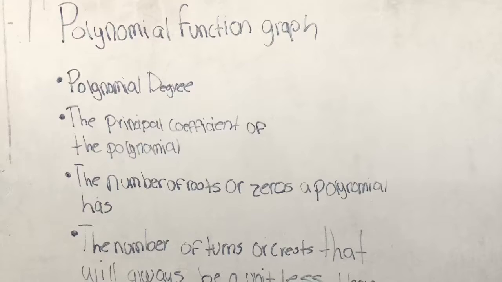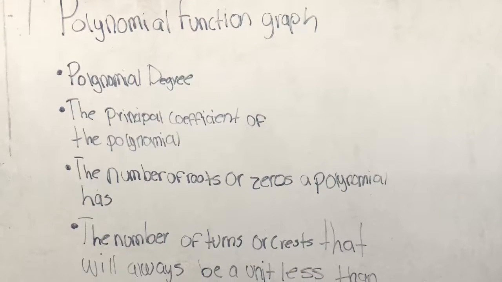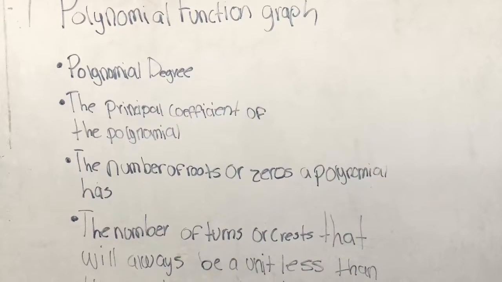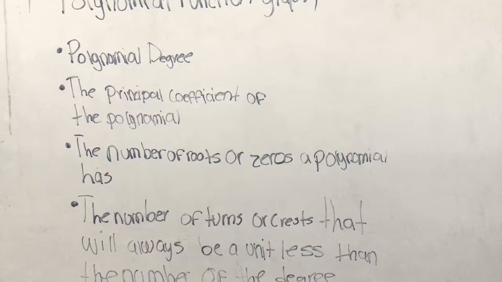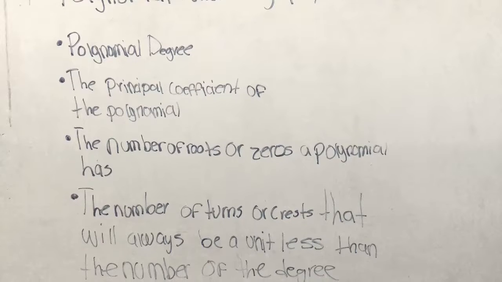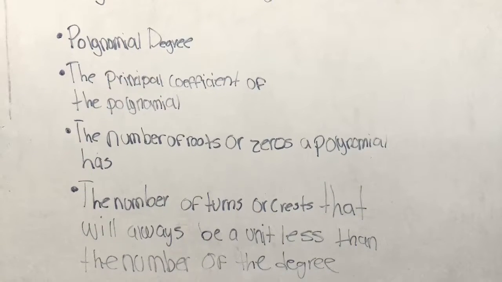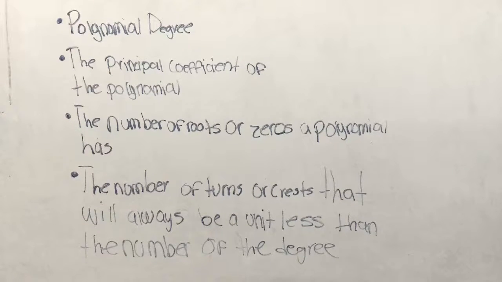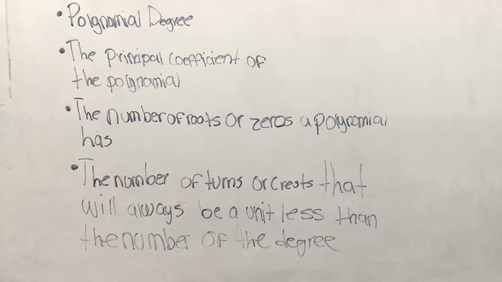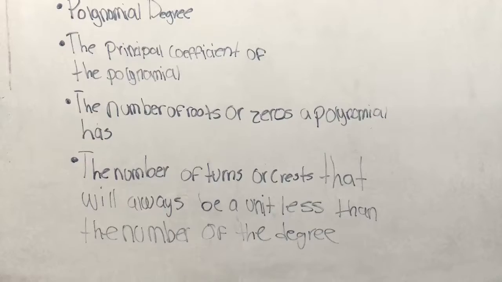Polynomial function graph. To draw the graph of a polynomial, you have to take into consideration the following. The polynomial degree, which is the biggest power. Then, the principal coefficient of the polynomial is the number that joins the term that has the biggest power. Then, the number of roots or zeros a polynomial has, which coincides with its degree. The number of crests will always be one unit less than the degree.